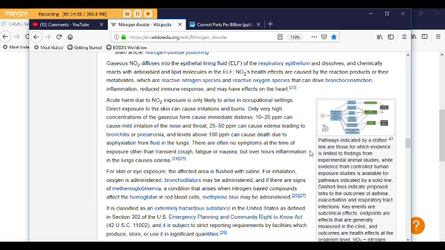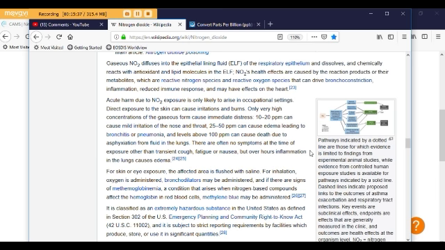Direct exposure to the skin can cause irritations and burns. Only very high concentrations of the gaseous form cause immediate distress. 10 to 20 parts per million can cause mild irritation of the nose and throat. 20 to 50 parts per million can cause edema, leading to bronchitis or pneumonia, and levels above 100 parts per million can cause death due to asphyxiation from fluid in the lungs.